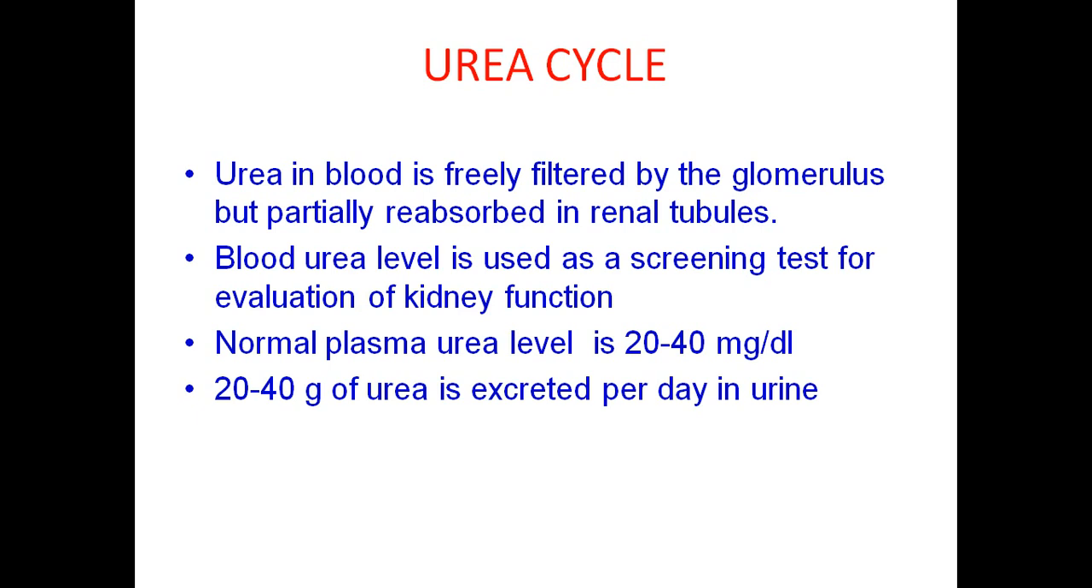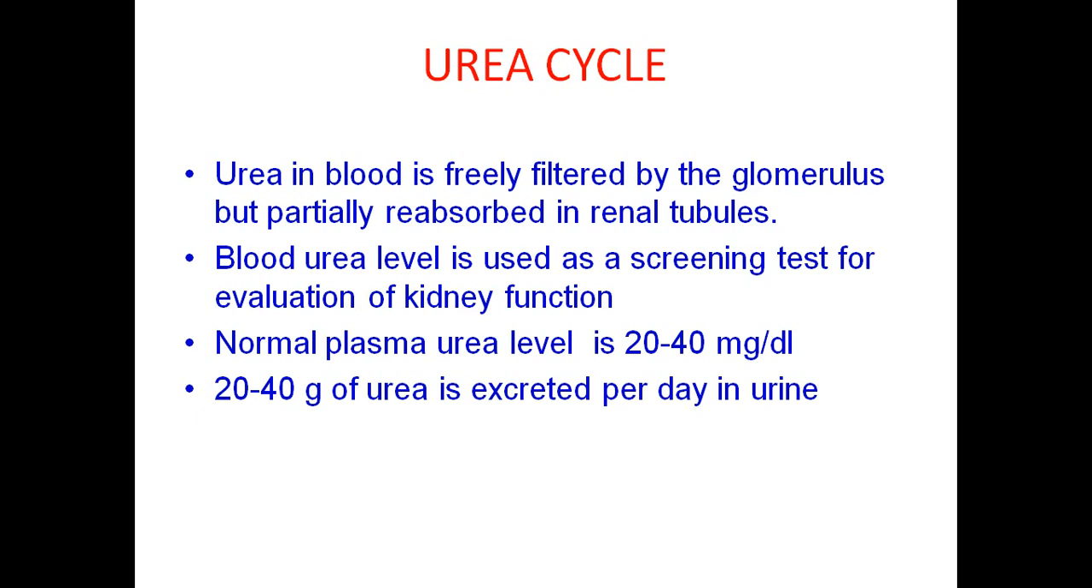And the normal plasma, serum or blood urea level is 20 to 40 milligrams per deciliter. Of course there will be some minor changes. Some labs say 15 to 40, some labs say 15 to 35, like this. But the common normal range that is usually followed is 20 to 40 milligrams per deciliter. This is the normal urea level in the plasma, serum or blood.